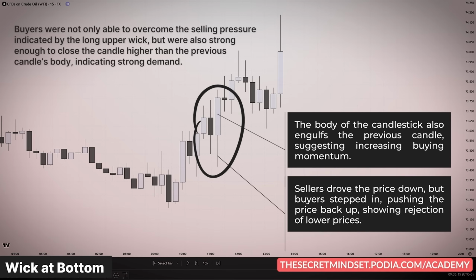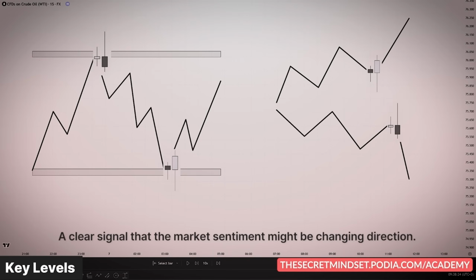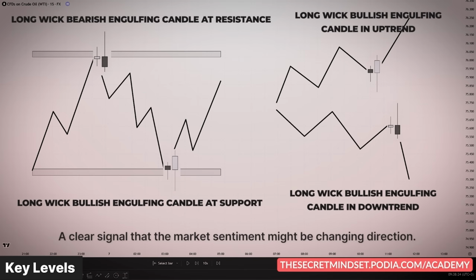Buyers were not only able to overcome the selling pressure indicated by the long upper wick, but were also strong enough to close the candle higher than the previous candle's body, indicating strong demand. This is a powerful price action signal. It provides a clear signal that the market sentiment might be changing direction. Look for these patterns at major resistance or support levels, because they can signal the end of a trend or the reversal of a price direction.